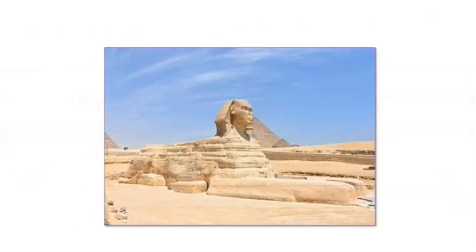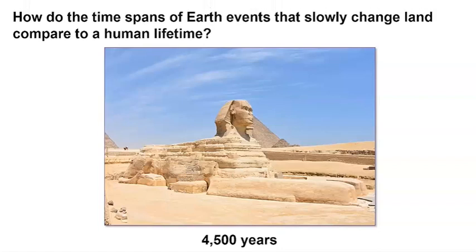The Sphinx may be 4,500 years old, so the wind may have been changing the Sphinx for 4,500 years. That amount of time is hard for me to imagine. Let's use a model to help us understand this very long time span. Our model will also help us answer the question, how do the time spans of Earth events that slowly change land compare to a human lifetime?